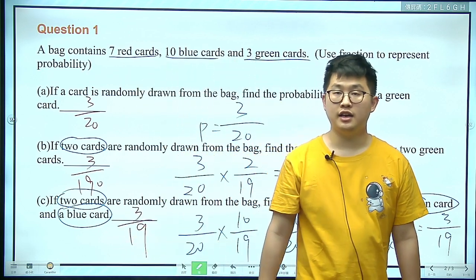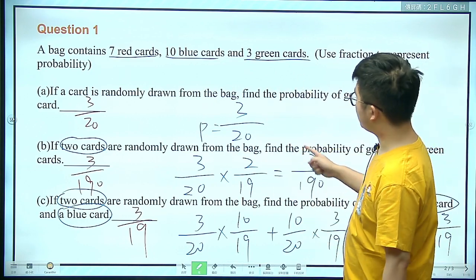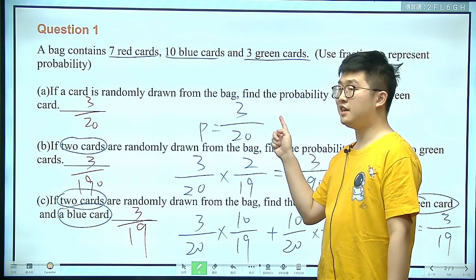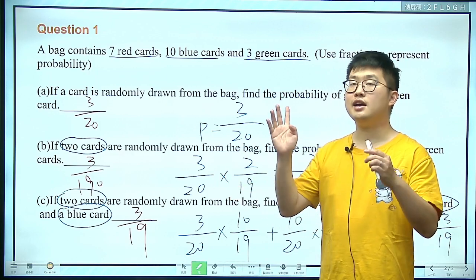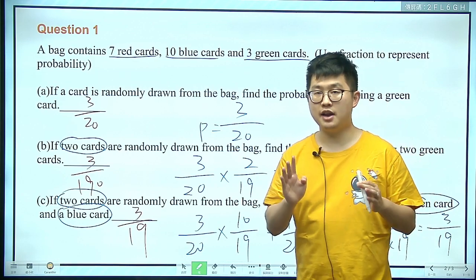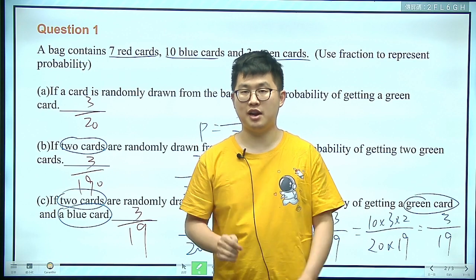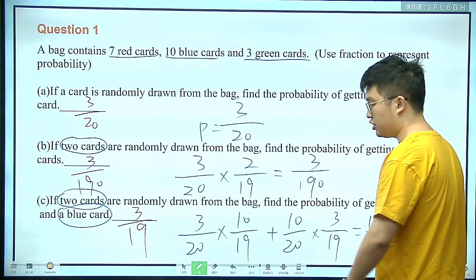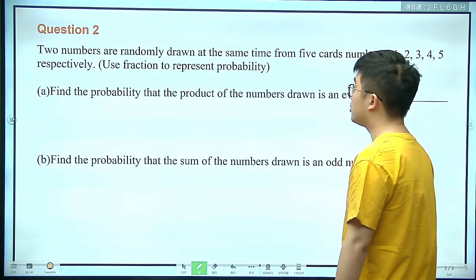All right, so we know that if there's only one step, we just put all the possibilities of what we want and divide it by all the possibilities. And if there are more than one step, then we should calculate the probability for each step and multiply them. And if there are more than one scenario, we should add them. So let's take this to question number 2.